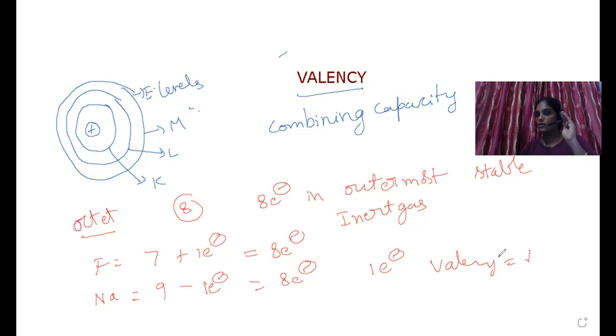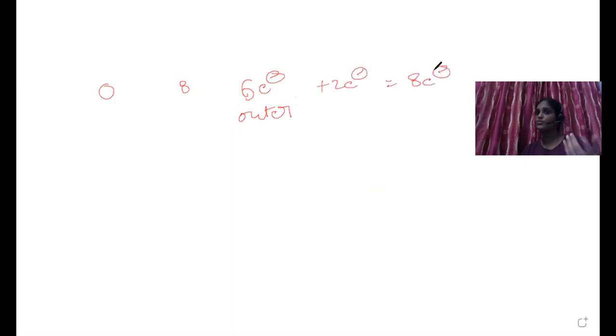I think you are clear with this topic. Let me explain one more example. If you take oxygen, the atomic number of oxygen is 8, right? How many electrons are in the valence shell? It has 6 electrons in the outermost shell. If it gains 2 electrons, then it will get 8 electrons in the outermost shell and reach the octet configuration, so it will be stable. So what is the combining capacity or valency of oxygen? It will be 2. Similarly with magnesium and aluminum.